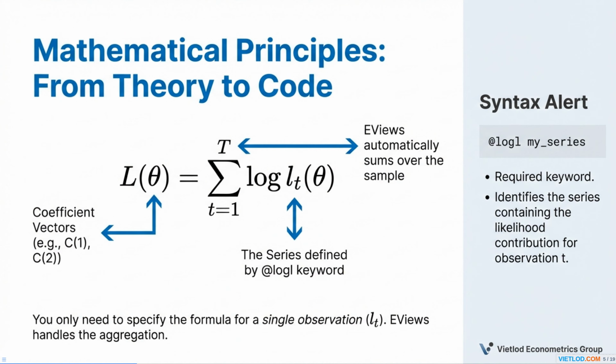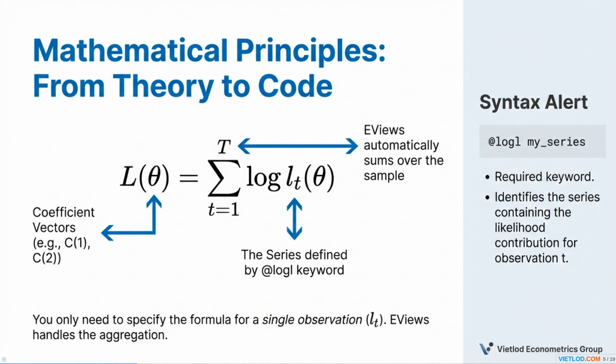The @LogL keyword is essential. It tells Eviews which series you have created to hold the value of log LT of theta for each observation. For example, if you are estimating a simple linear regression with normal errors, your code would define a series, say myLogL, that calculates the value of the normal PDF for the residual of each observation. You would then write @LogL myLogL to tell Eviews to sum up this series.